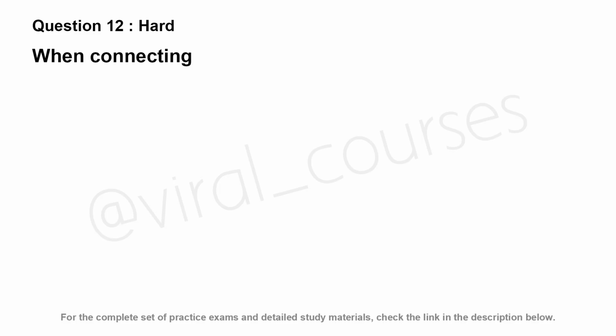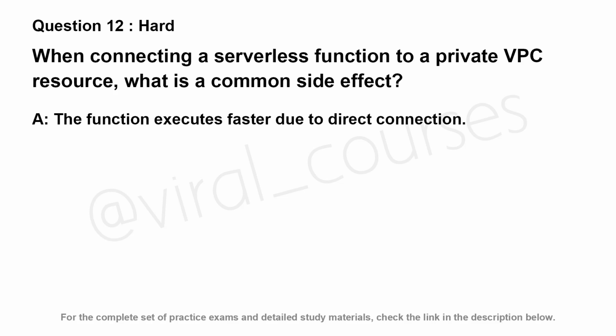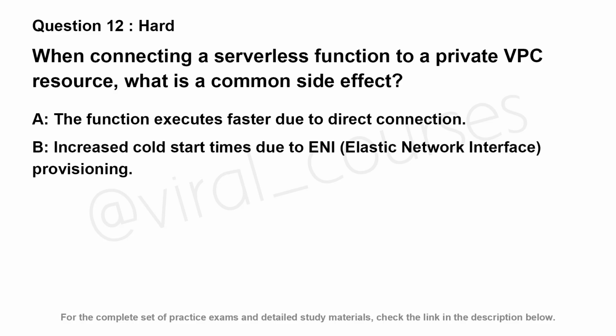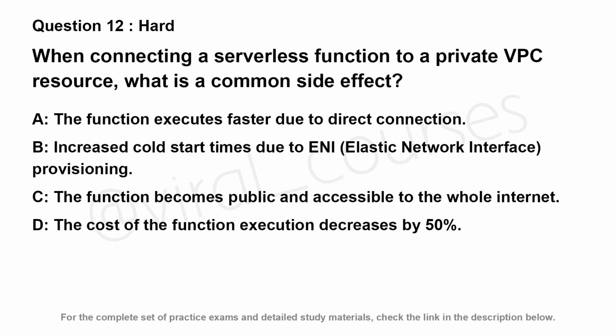When connecting a serverless function to a private VPC resource, what is a common side effect? Option A, the function executes faster due to direct connection. Option B, increased cold start times due to ENI, elastic network interface, provisioning. Option C, the function becomes public and accessible to the whole internet. Option D, the cost of the function execution decreases by 50%.